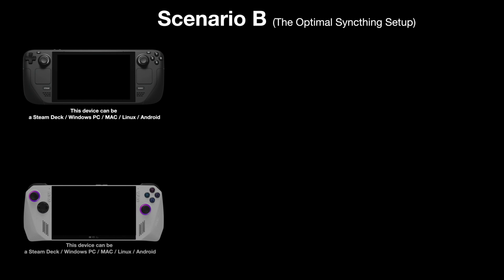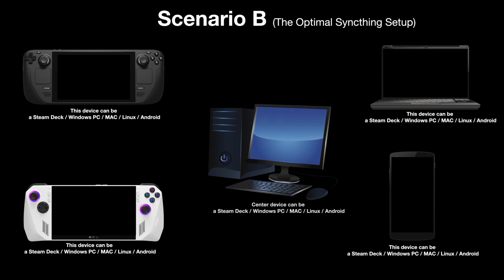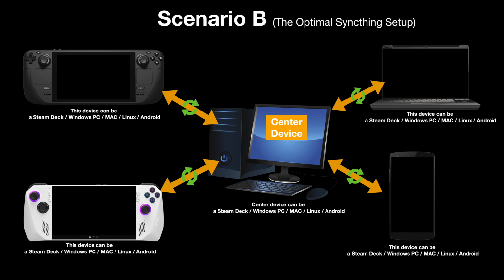Scenario B is the optimal way to set up Syncthing. It doesn't matter how many devices you are going to use. You can turn on and off any device at any time. There is no worry about data loss. Scenario B will require a center device. This center device could be a Windows PC, Linux system, Mac computer, or even an Android smartphone. And we need to keep this center device running 24 hours and 7 days. This center device works just like a home server.